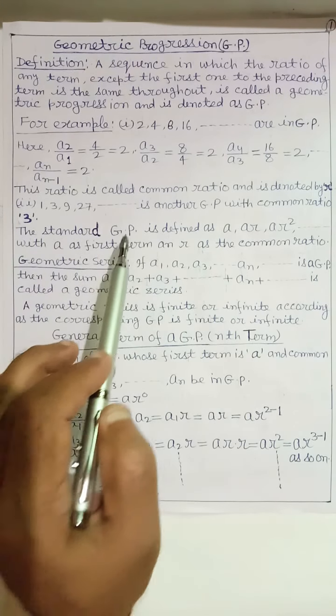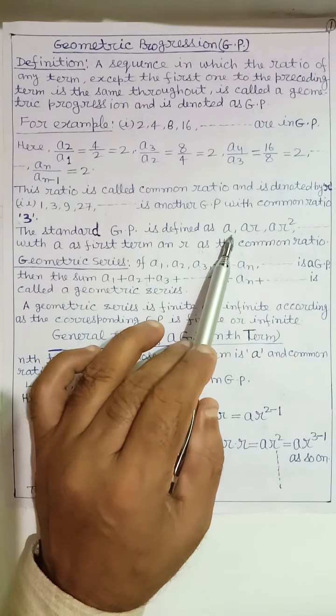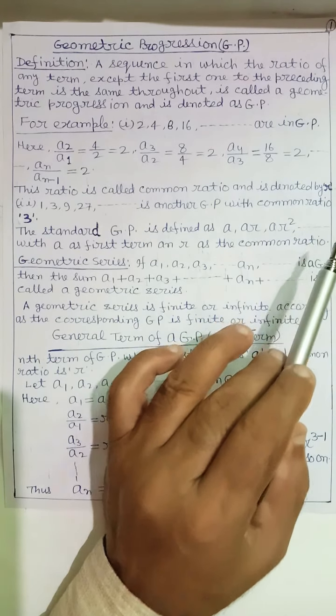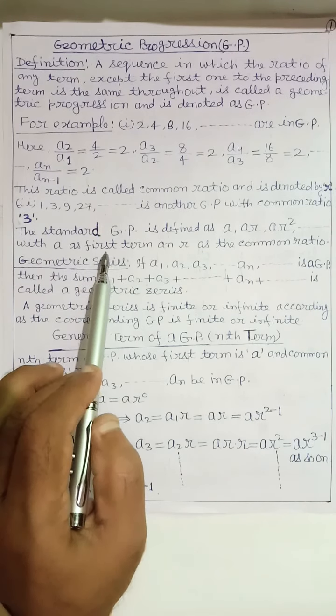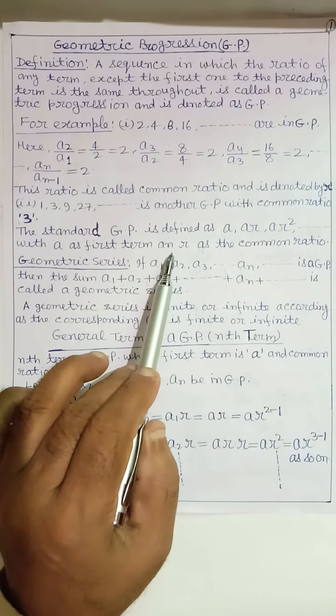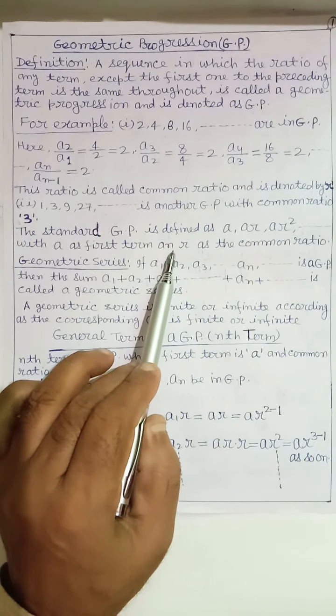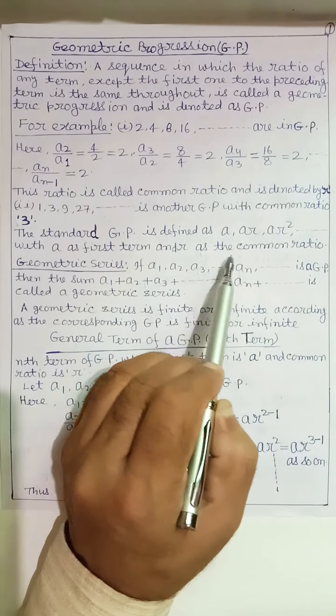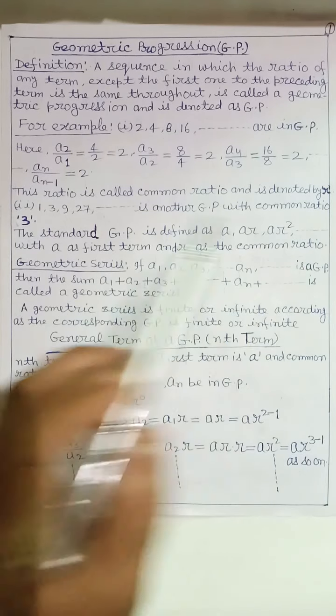The standard GP is defined as A, AR, AR square and so on, with A as first term and R as the common ratio.